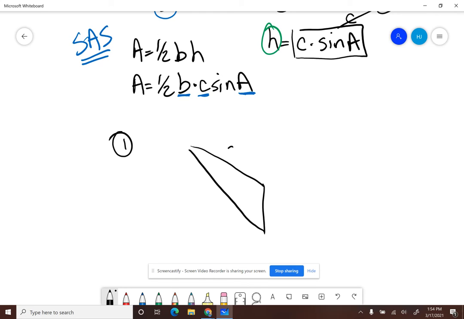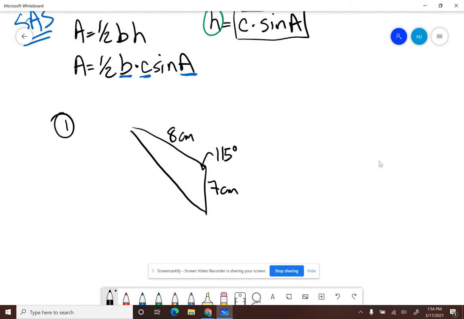And let's say that this side is 8 centimeters and this side is 7 centimeters, and this angle right here in between is 115 degrees, okay? So quite simply, all I have to do with this is I use my formula, area equals 1/2 BC sine of A, okay? So again, what are my parts of my equation? I've got to have two sides and I've got to have an angle in between.